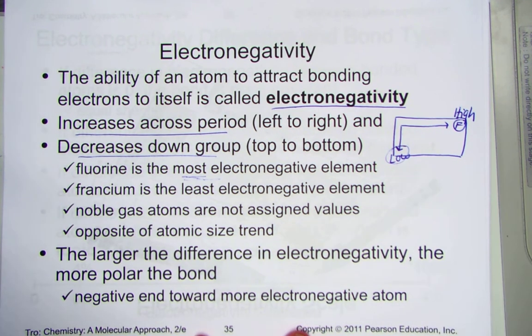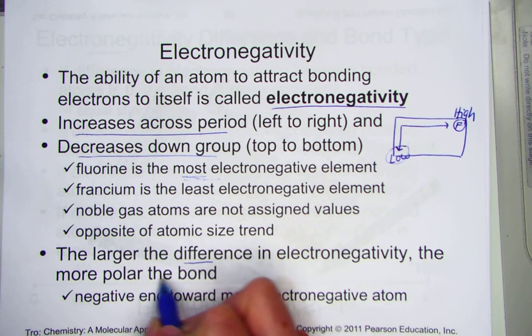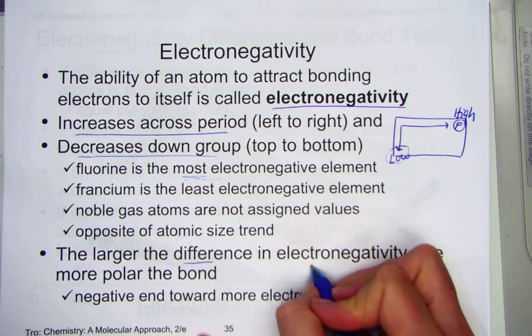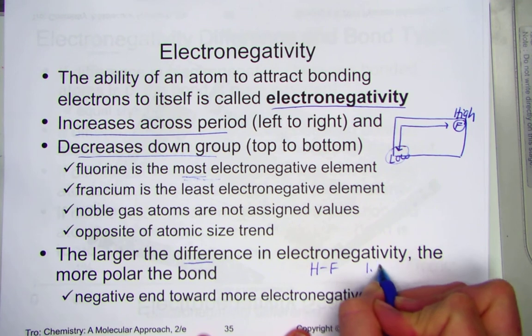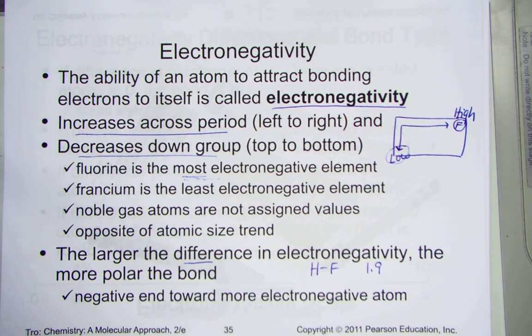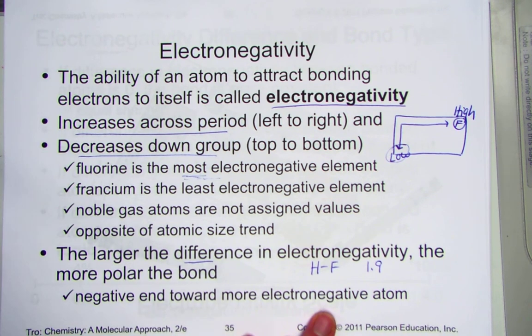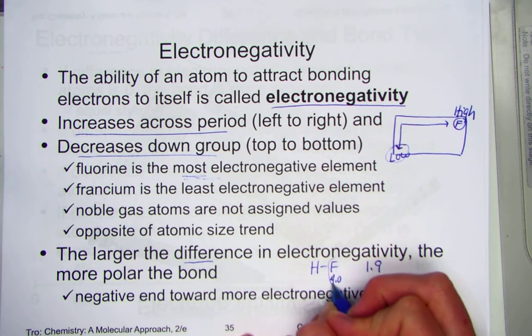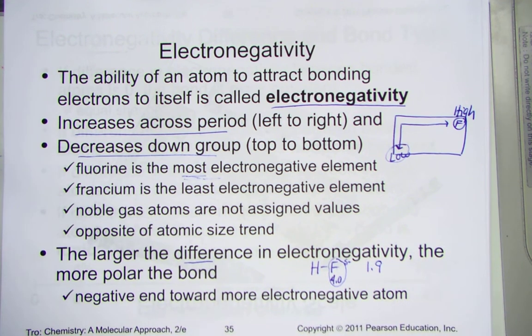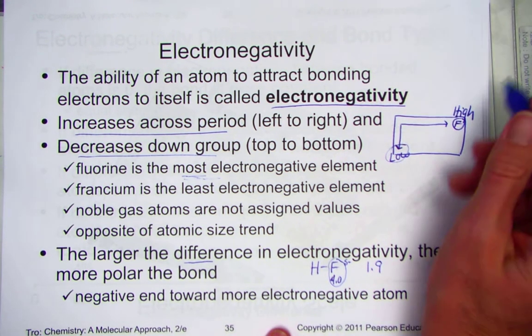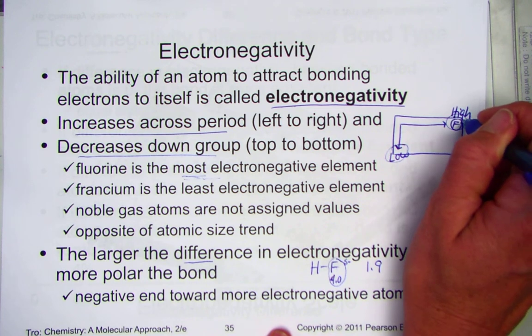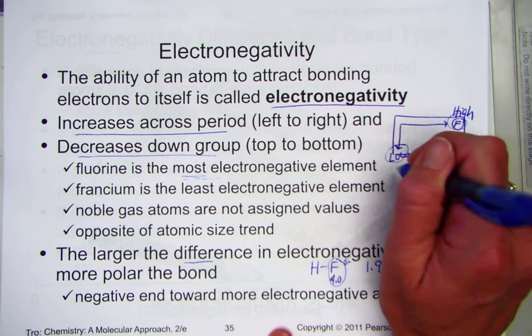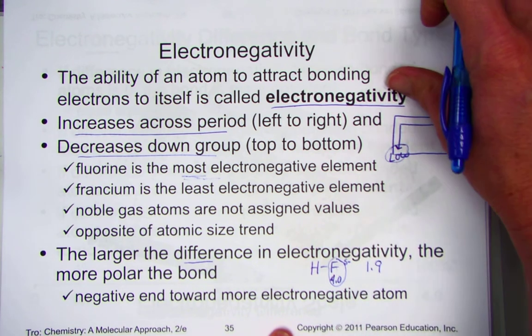The larger the difference in electronegativity, the more polar the bond. When we subtracted a moment ago HF, we found an electronegativity value of 1.9, a very polar covalent bond, with the negative end toward the more electronegative element. 4.0 was the assignment there on fluorine, very high electronegativity value, therefore we know it will contain the partial negative charge. So high up on the right side, very electronegative, very high values. Low values at the bottom left of our chart.